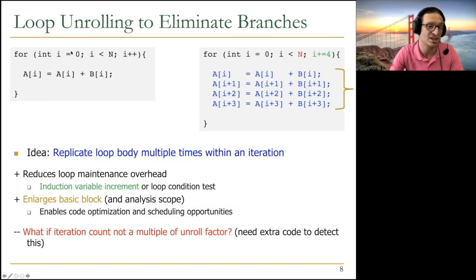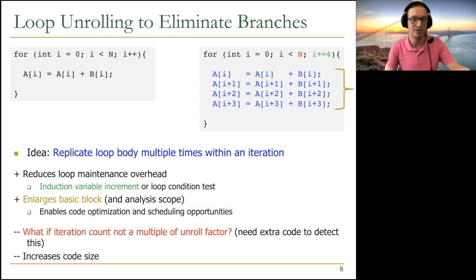You're putting 4 iterations into a single original iteration. But if n is not a multiple of 4, then you'll have problems. You need extra code to detect this, so you need some extra code to handle this. And that increases code size in the end. But loop unrolling is a very simple compiler-based technique to help all of the processors that we discussed today.